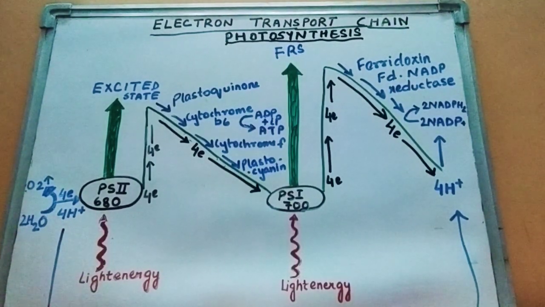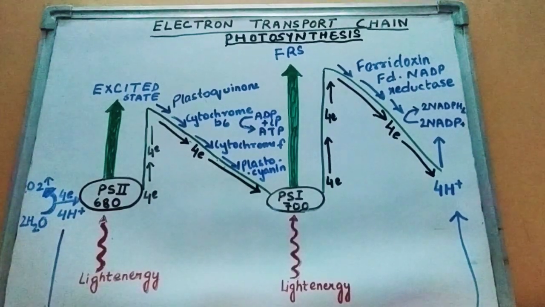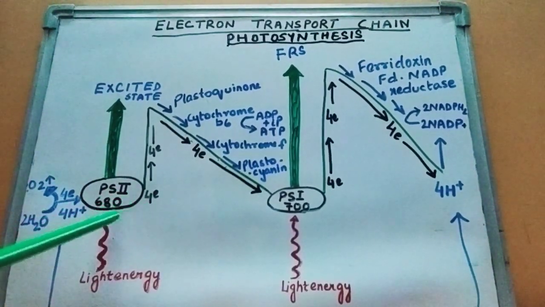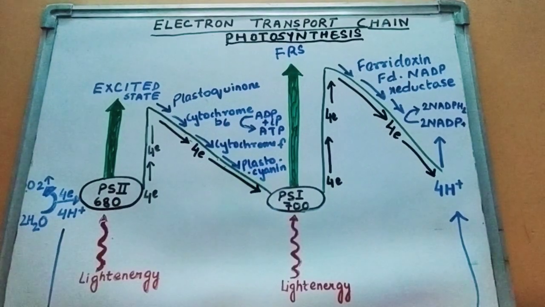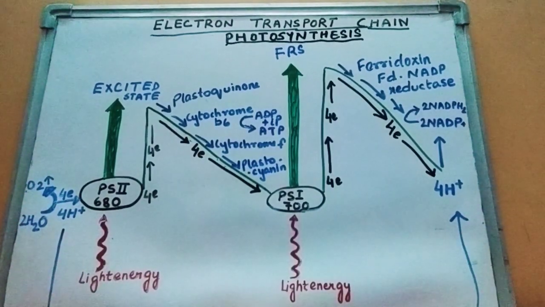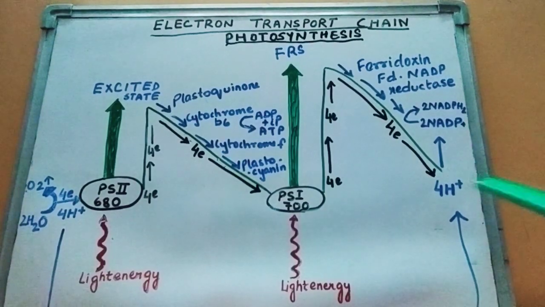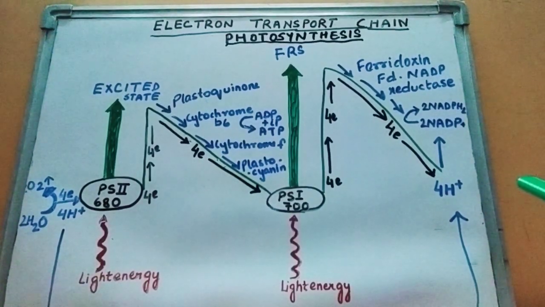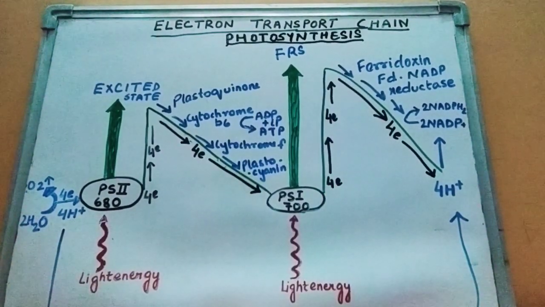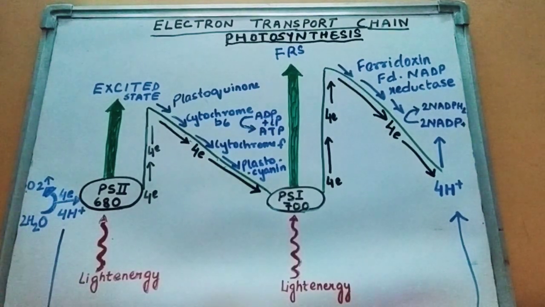Now PS1 has a maximum absorption peak of 700 nanometer, whereas PS2 has a maximum absorption peak of 680 nanometer. But from the functional point of view, first comes PS2 in the electron transport chain and then PS1. Then why are the names PS2 and PS1? Because of the discovery time. First PS1 was discovered, that is why it was named PS1, and the other one, PS2, was discovered second, hence PS2. But from the functional point of view, PS2 is placed first, then PS1.